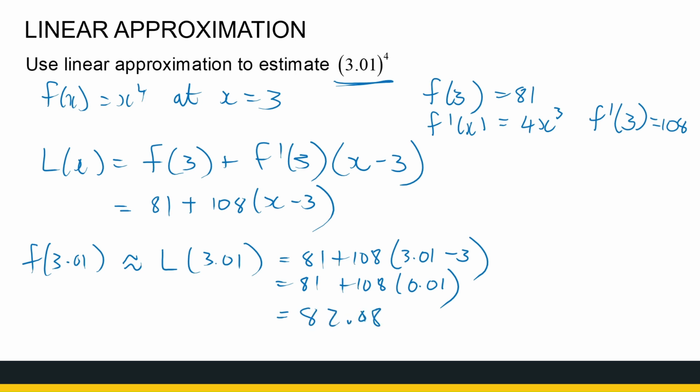And you can use a calculator to see what the exact value is, well, you won't find an exact value, you'll find a decimal value for 3.01 to the power 4. 3.01 to the power 4 is approximately equal to 82.0854 and a whole lot more decimals. So you can see this is quite a good approximation. But it only works for values close, not far away. And that is how we use linear approximation to estimate values.